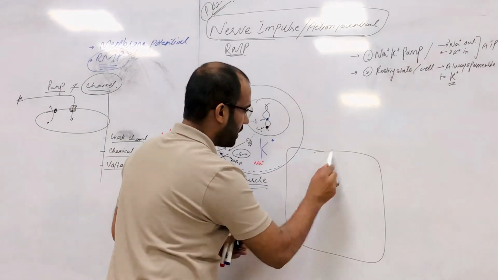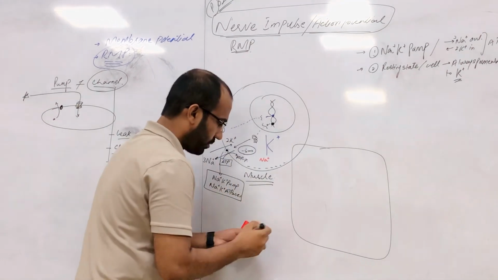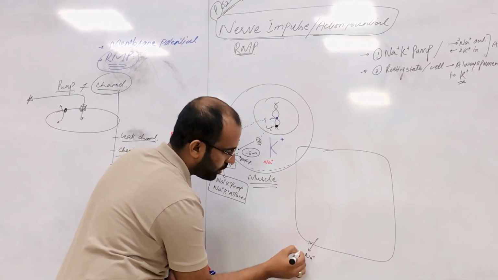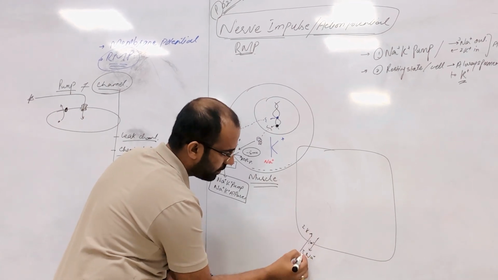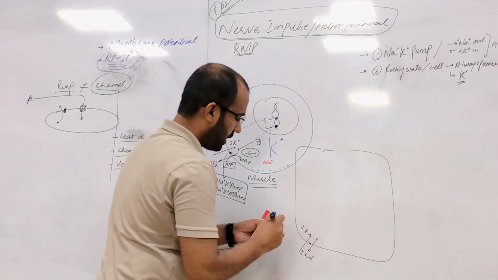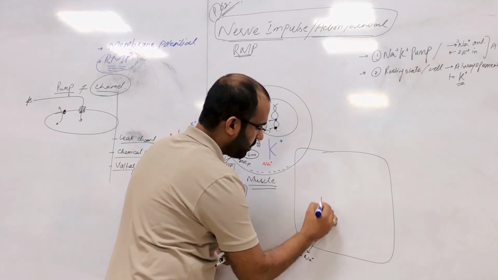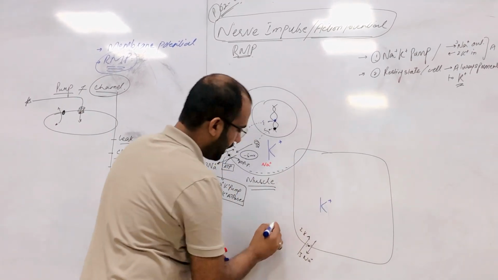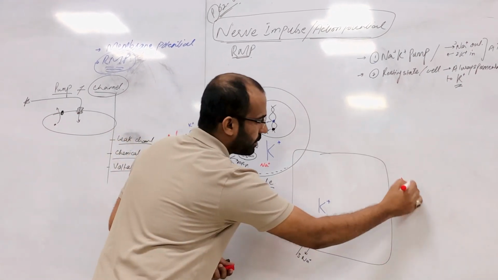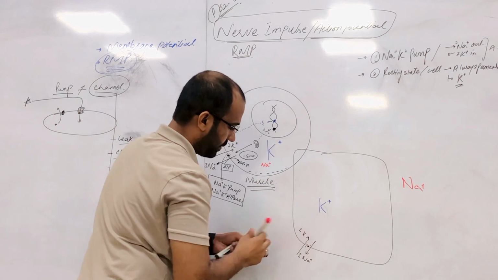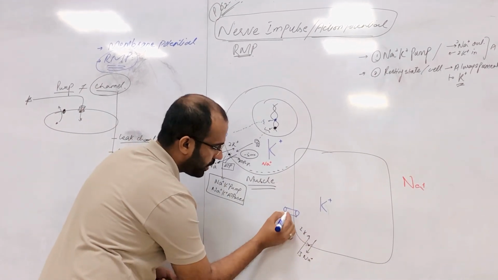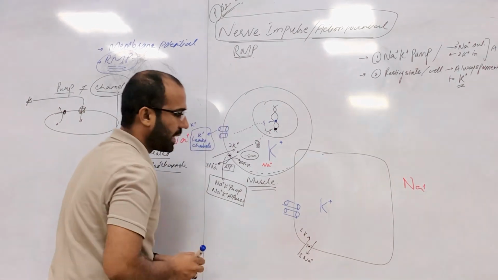Just suppose this is a cell, and first of all, we have seen this pump. This pump throws sodium out and potassium in, simply using ATP. Now, we have potassium inside and sodium outside. And these are the potassium leaky channels.